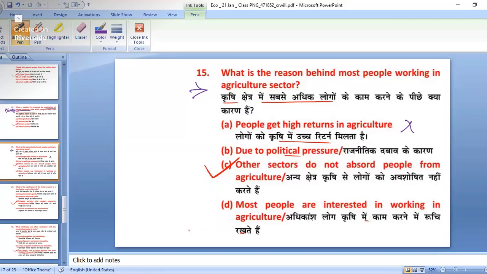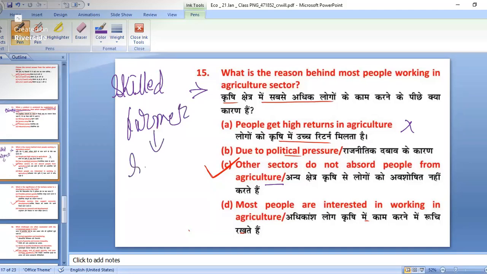Then most people are interested in working in agriculture. It is not that most people are; if you see, many farmers want to do some other thing. So other sectors do not absorb people from agriculture. Agriculture people are not skilled in other sectors. Suppose someone is a farmer, he might not be skilled in services, like a software developer. So other sectors do not absorb people from agriculture. So yes, C is correct.